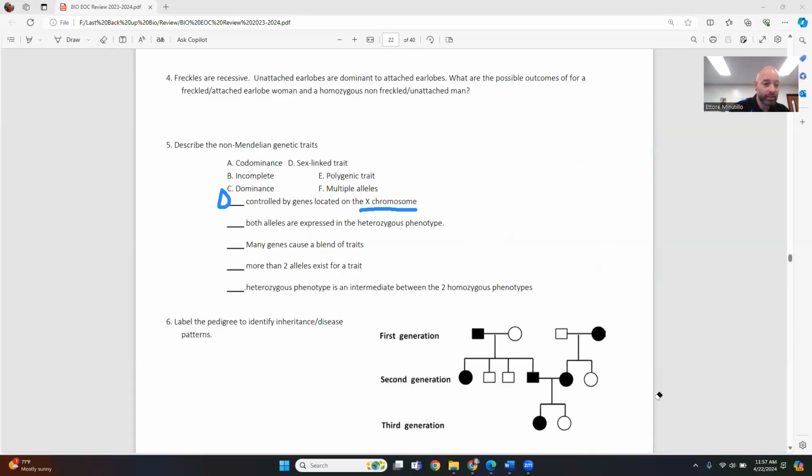Okay, and we are back. Both alleles expressed in a heterozygous phenotype. Okay, both of them are expressed. That means that they are both showing up all the way. This is something that we're going to call codominance. If you were co-workers, you both work at the same place. If you were co-captains, you are both captains of the same team.